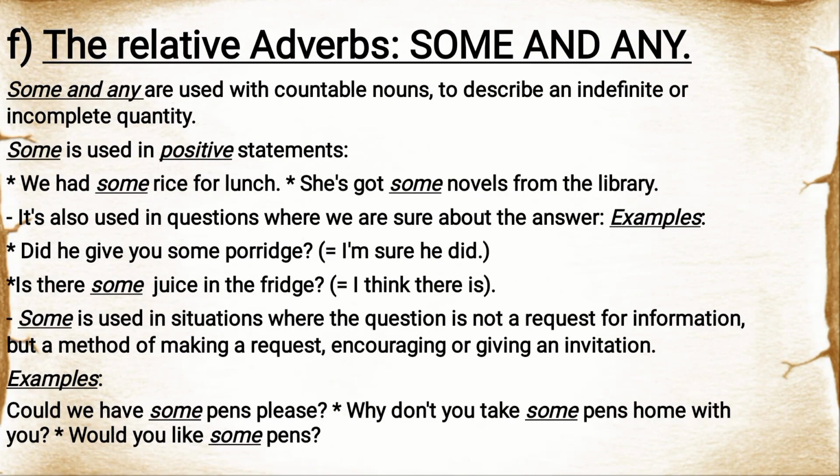The relative adverbs some and any are used with countable nouns to describe an indefinite or incomplete quantity. Some is used in positive statements. Examples: We had some rice for lunch. She's got some novels from the library. It's also used in questions where we are sure about the answer. Examples: Did he give you some porridge? Equals I'm sure he did. Is there some juice in the fridge? Equals I think there is.